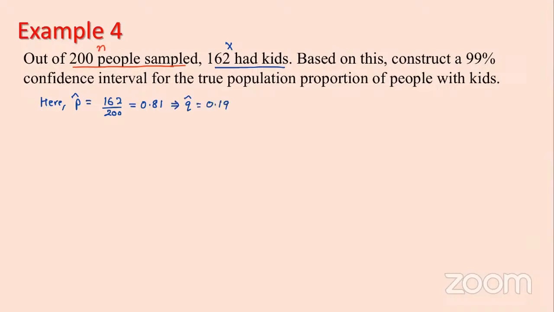It is 0.19, because 81% plus 19% will make 100%. So 81% have kids, and 19% don't have kids.